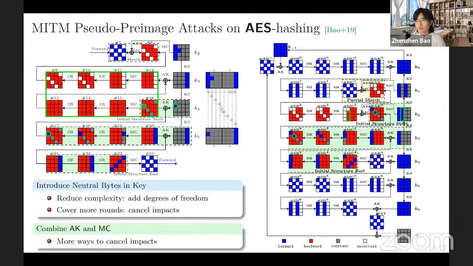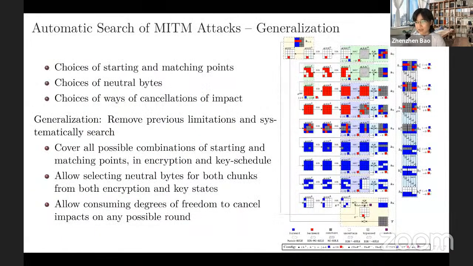However, due to the limitation of manual analysis, the considered configurations are quite limited. Actually, there are many choices of starting and matching point, choices of neutral bytes, and ways of cancellation of impact, such that manual analysis inevitably misses many possible attacks, hence cannot ensure optimal results.